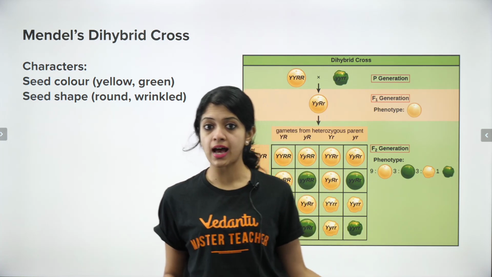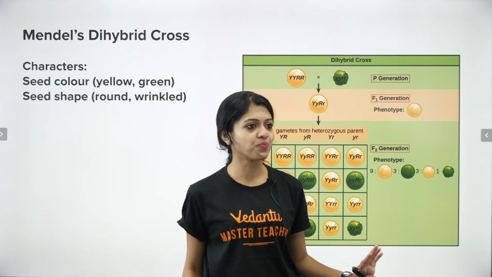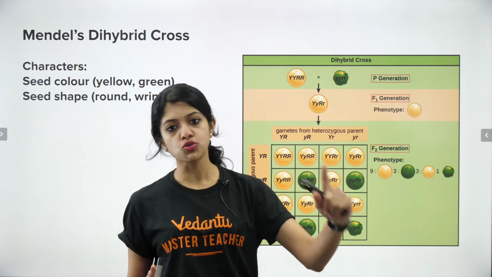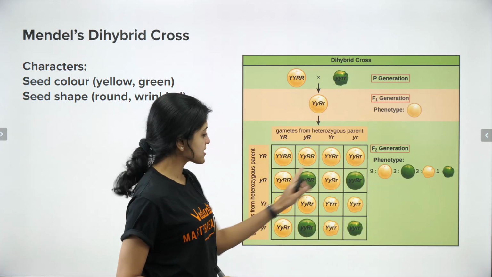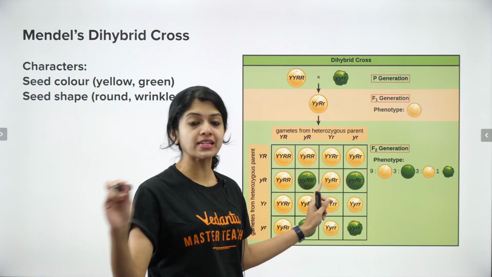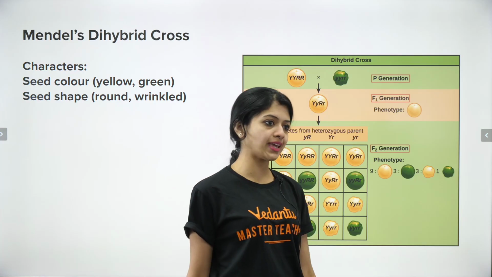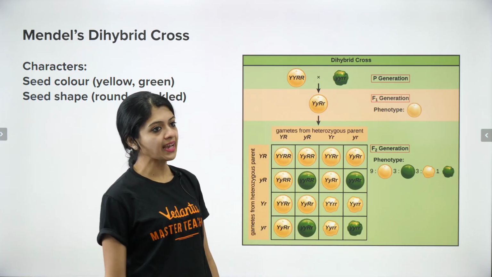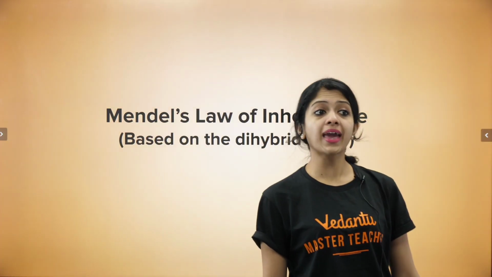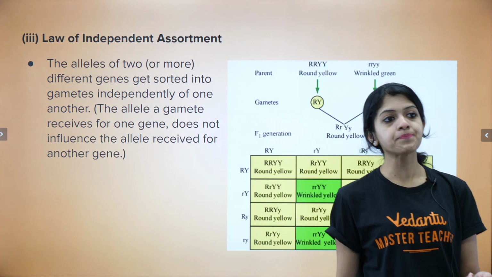The genotypic ratio in F2 generation is a little more complex, and because of that, I haven't seen any ICSE paper which has asked the F2 genotypic ratio, but in case it's asked, you must know. Okay, it's 1:2:1:2:4:2:1:2:1. Work it out. Each of these genetic combinations, just write it down and see how many times they are appearing. That is the ratio that you would get.